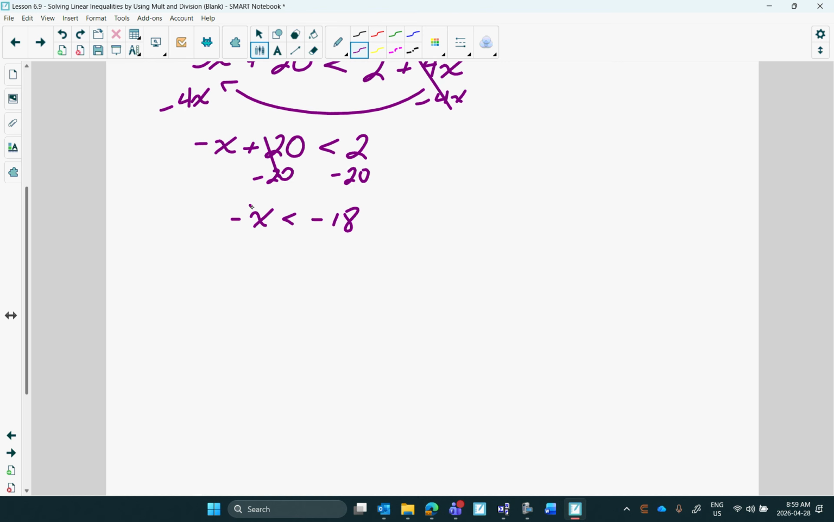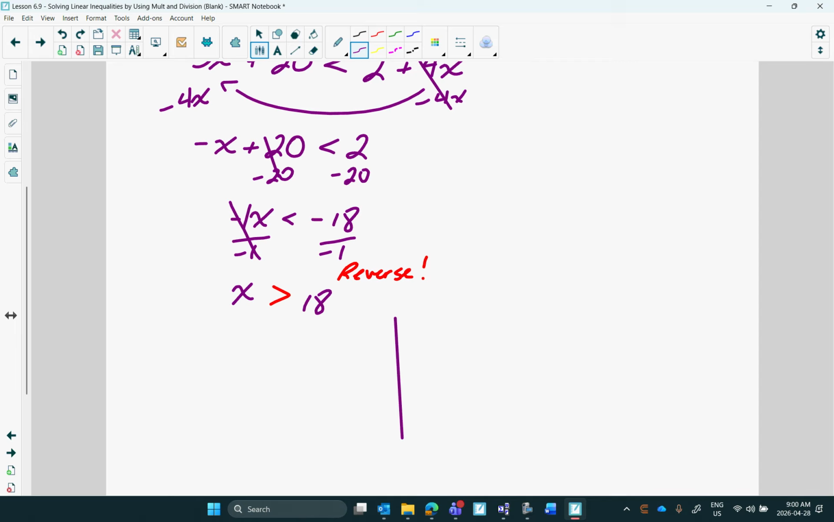Think of it like this. That's the same, right? How do I get rid of times negative 1? Divide. Divide by negative 1. So I get x, and then you have to flip the sign, so x is greater than 18. Okay? You can do ones like that.